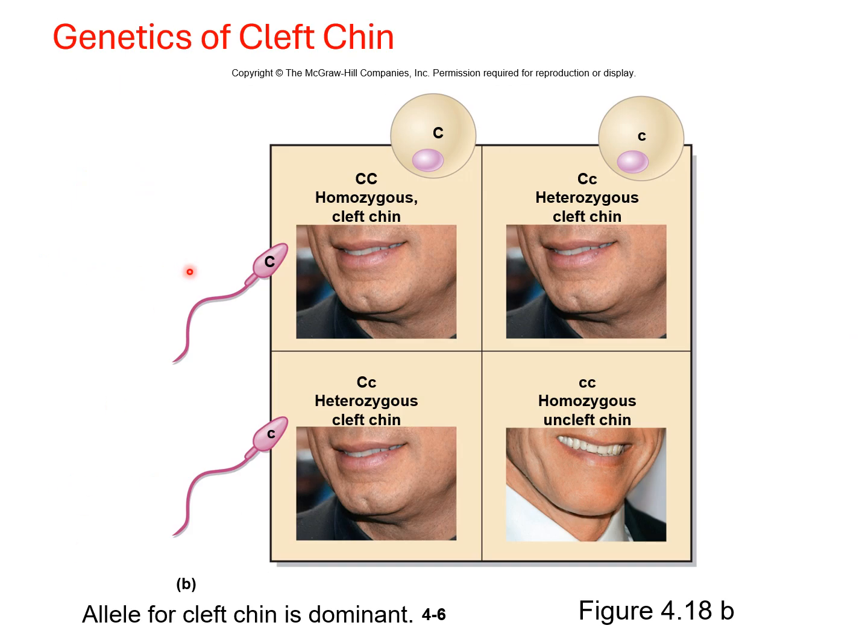Let's look at the cleft chin. So here you have a big C, a little c. This is going to code for the cleft chin. If it's dominant, it will show a cleft chin. And if it's recessive, there's no cleft chin. And that's how the locus can have two different forms of a gene at one location.